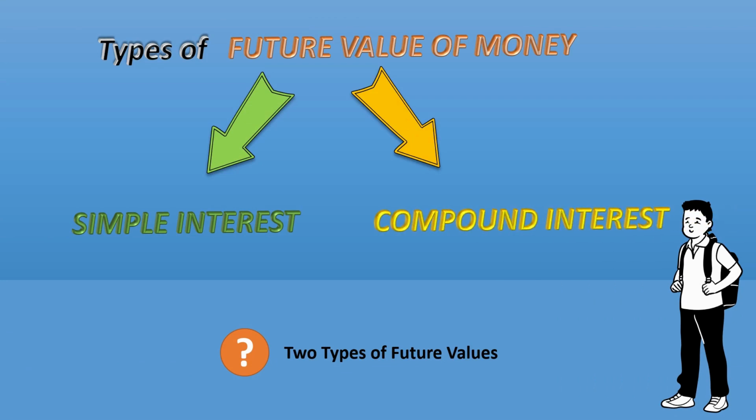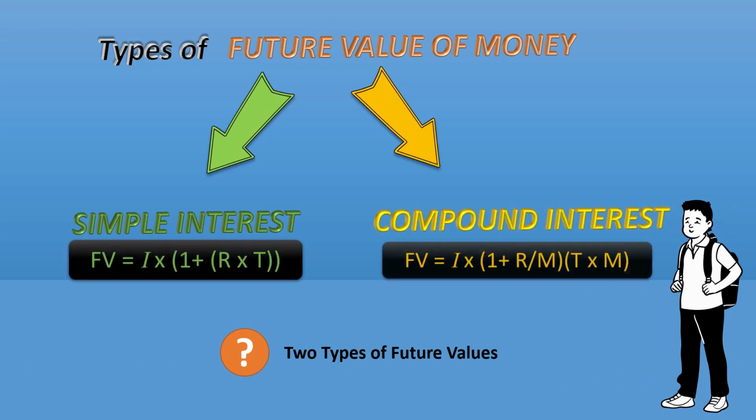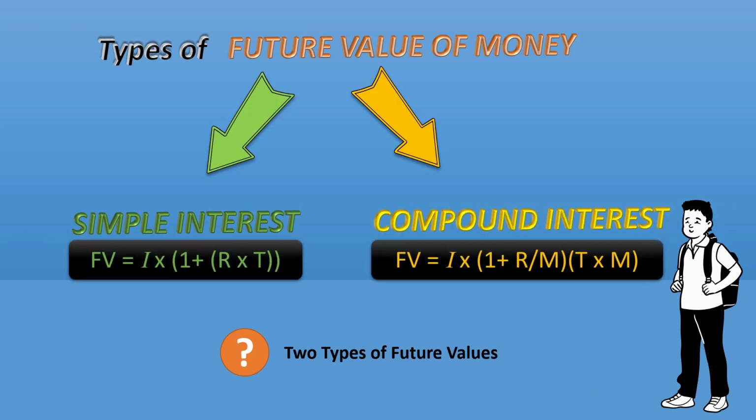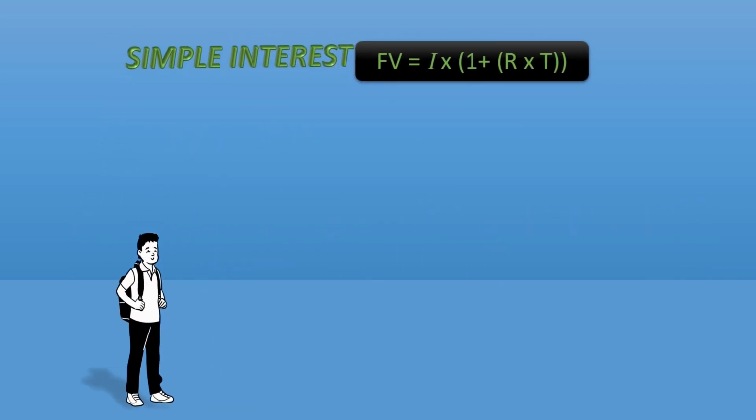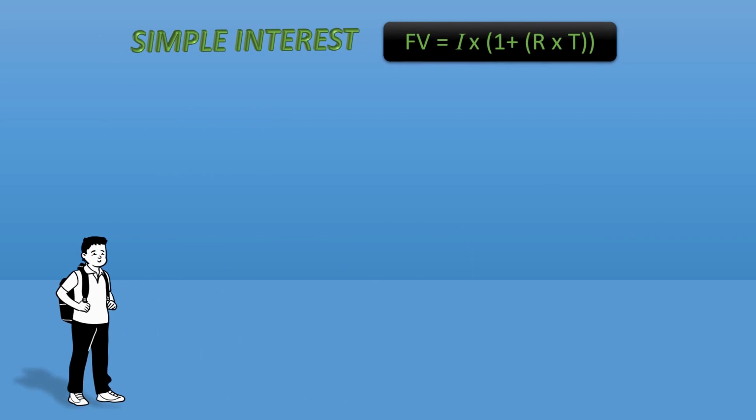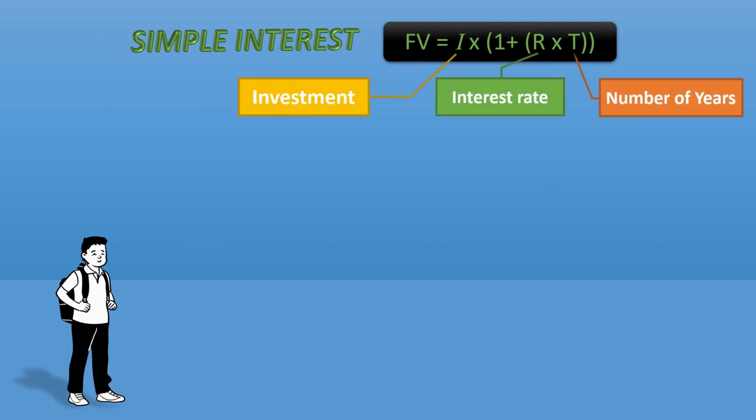The formulas for both simple and compound interest future value calculations are as follows. Let's discuss the simple interest formula first. I is the investment amount, R is the annual interest rate, and T represents the number of years. The formula keeps on adding the interest amount every year into the investment till the end of investment period.